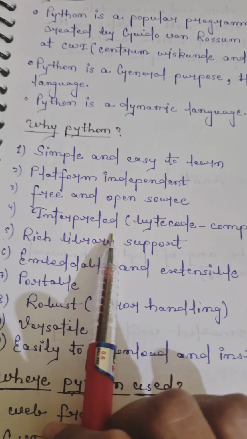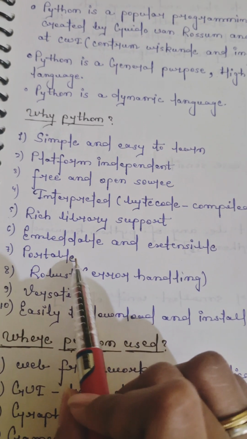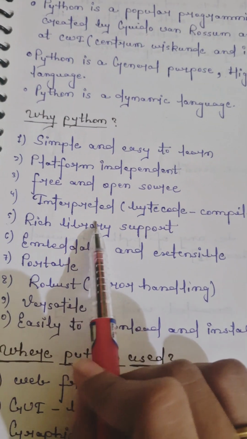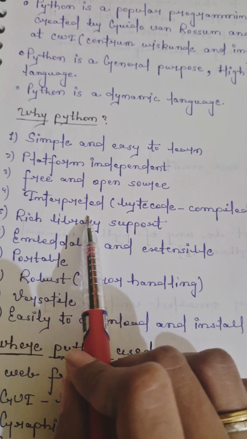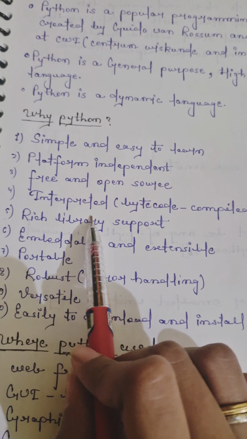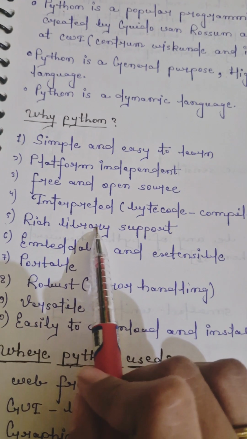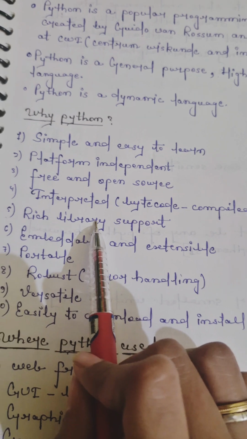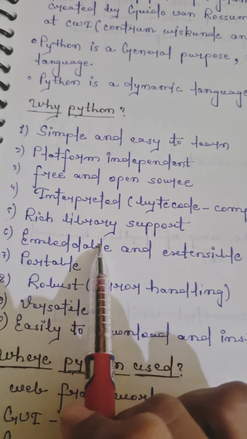Interpreted language. We have two types of languages: compiled and interpreted. Interpreted means code in Python is interpreted line by line. Like if you have written some code, and that code has an error, it will show at that time only. That is interpreted.